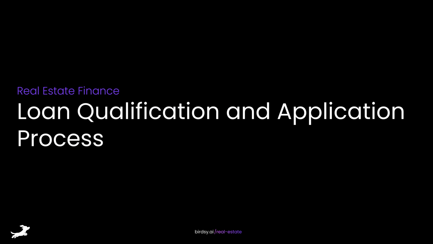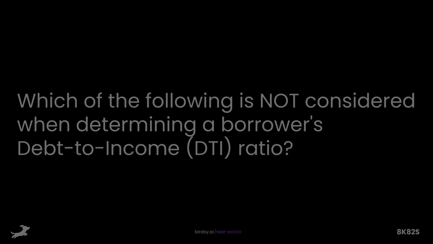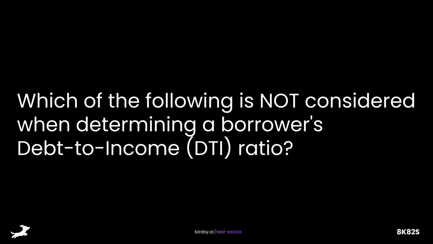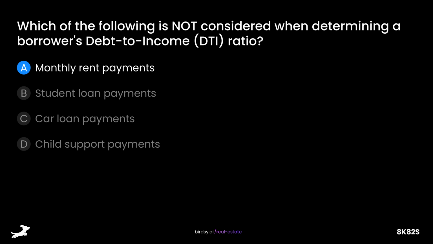Loan qualification and application process. Which of the following is not considered when determining a borrower's debt-to-income ratio? Is it A, monthly rent payments? B, student loan payments? C, car loan payments? Or D, child support payments?